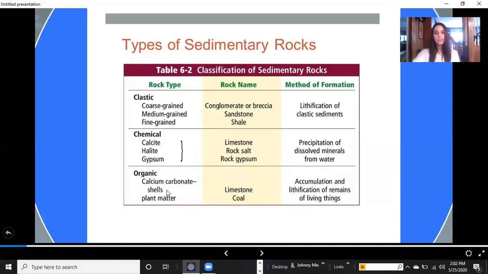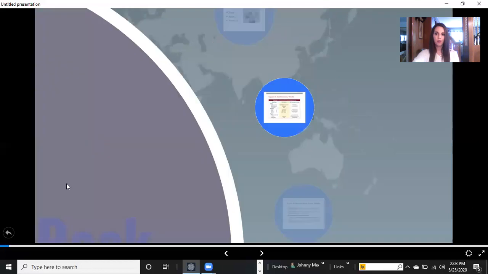Organic, calcium carbonate shells. So rocks can be organic, minerals cannot. So that's another thing to notice. Limestone, coal, so accumulation and lithification of remains of living things. So inside of shells or plant matter, you can have minerals that accumulate inside, and they interact with things from that living system. So that's how you can have organic sedimentary rocks.